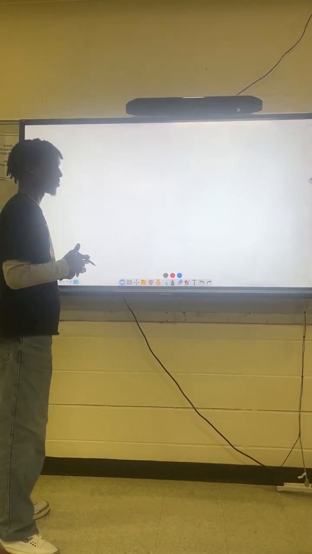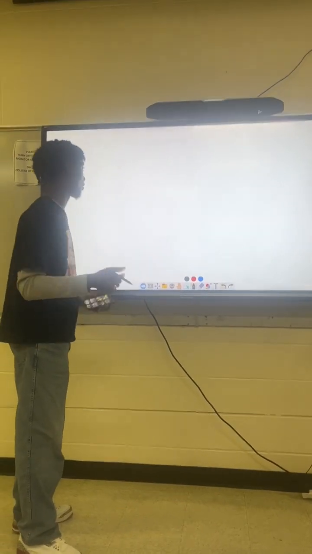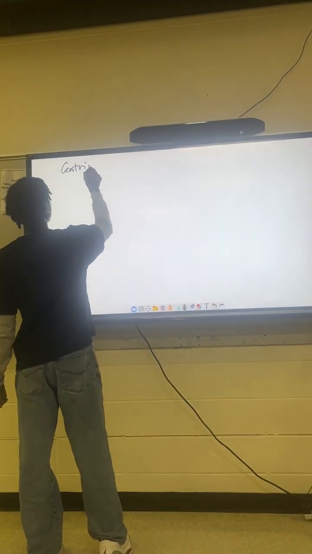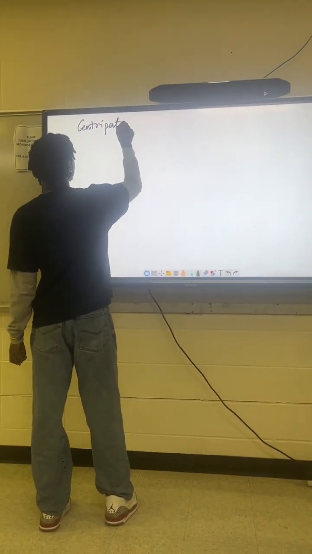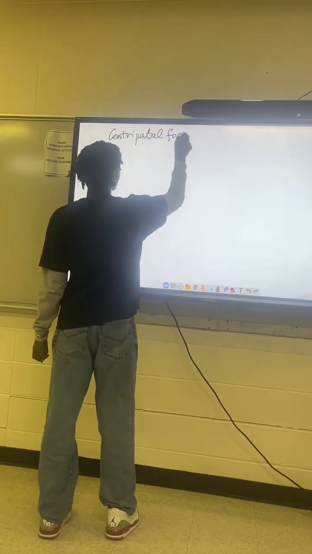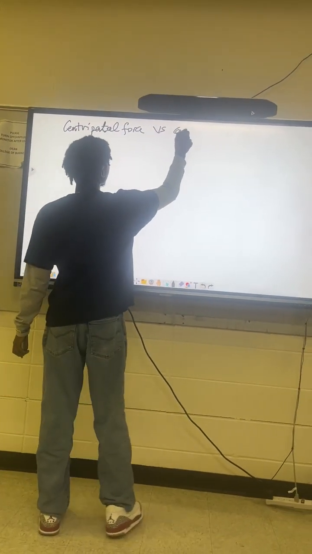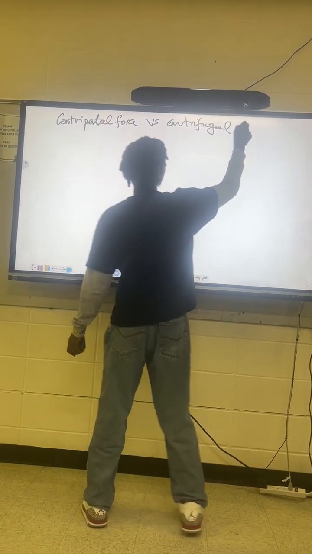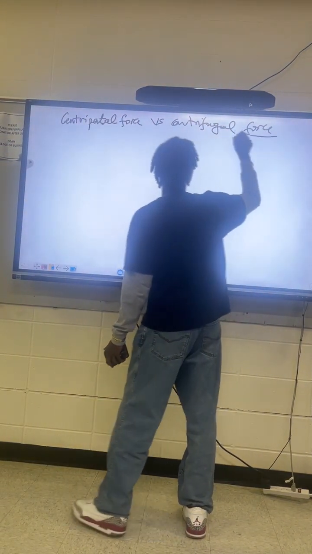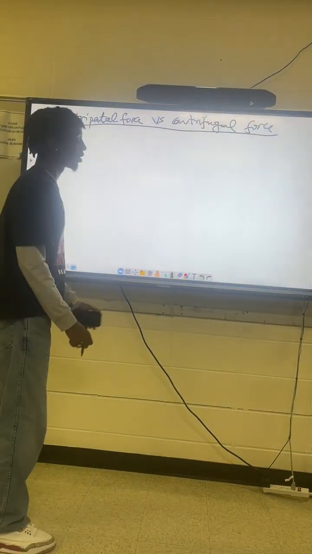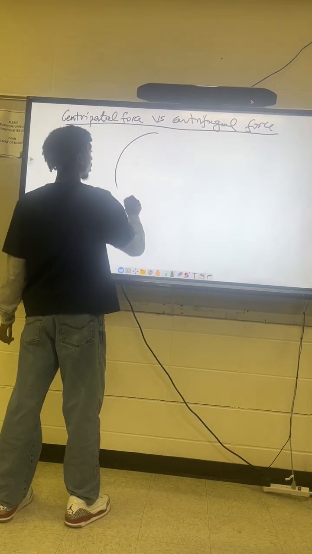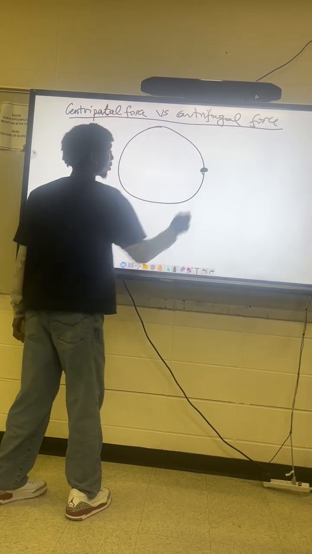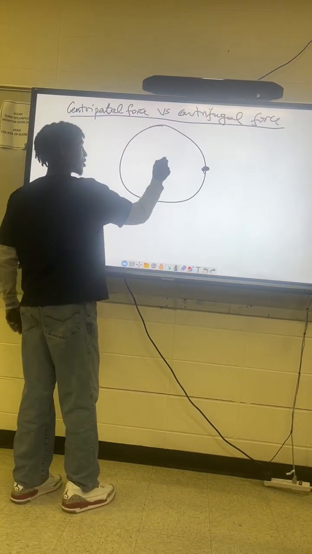Today I'm going to explain the difference between centripetal force and centrifugal force. So let's say you have an object moving in circular motion. You have a ball, and this is the center.